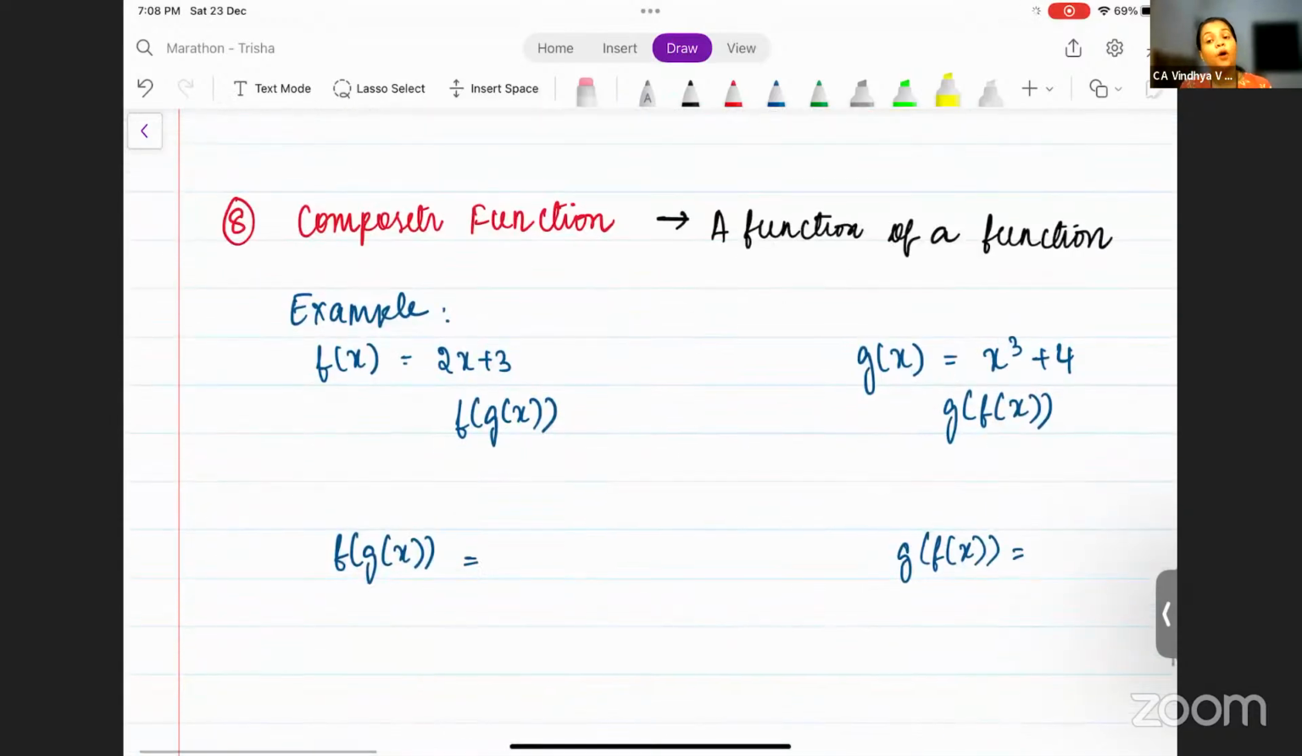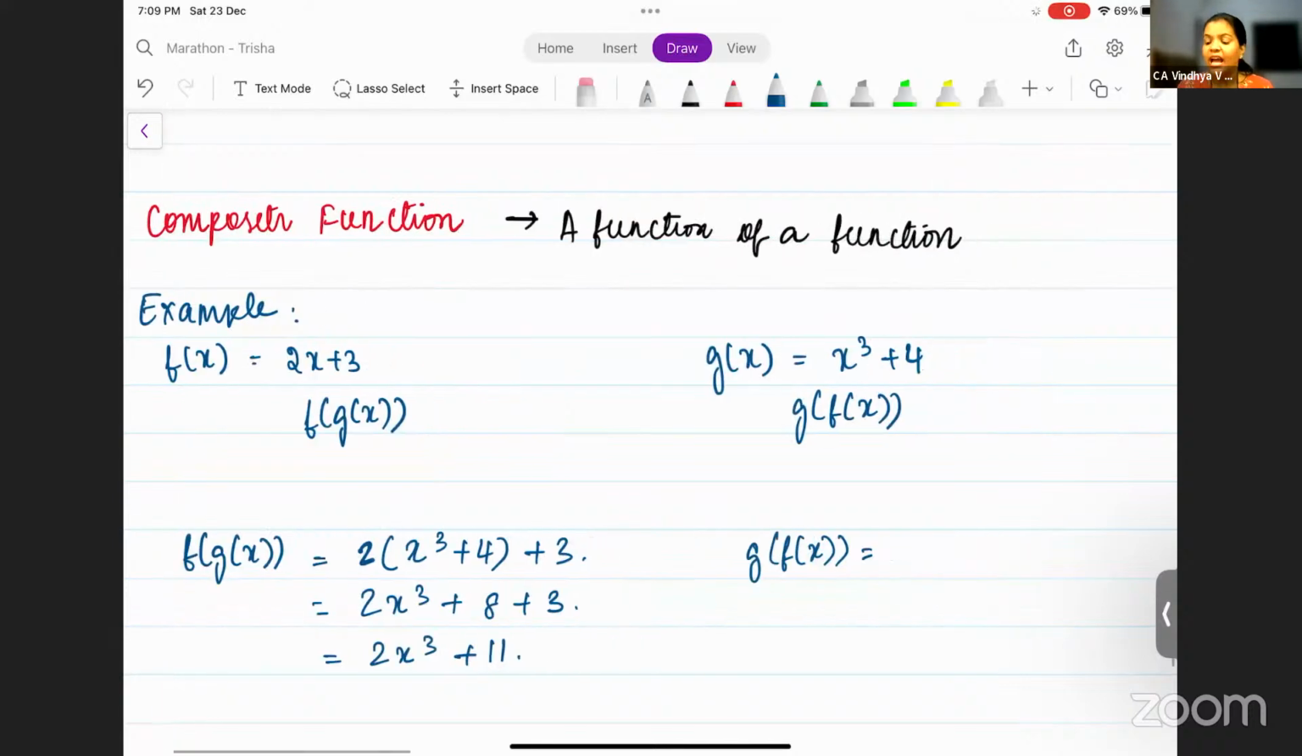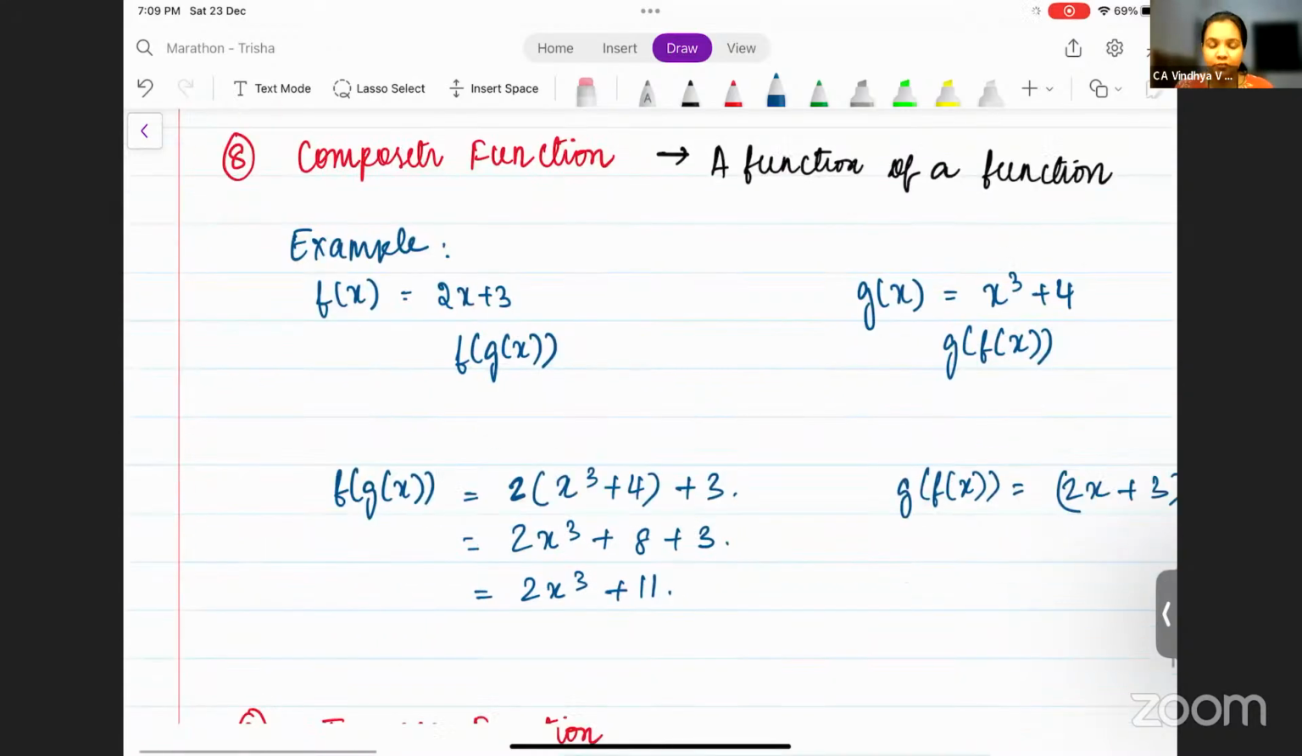Next, you have composite function, which is a function of a function. Let us understand this with the help of an example. So here you have f of x and g of x. You have to find f of g of x, which means in the place of x in f of x, you will substitute the value of g of x. So you get the answer as 2x cube plus 8 plus 3, that is 2x cube plus 11. And g of f of x means in the place of x in g of x, you will substitute the value of f of x. This is your composite function.